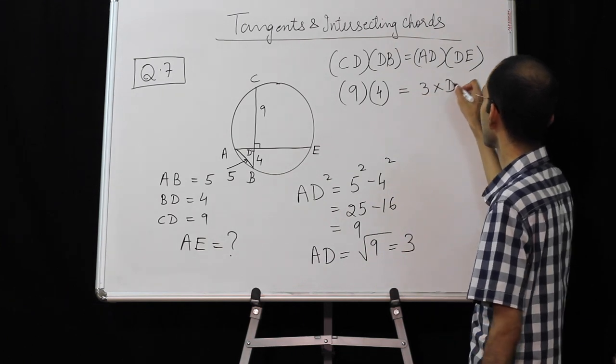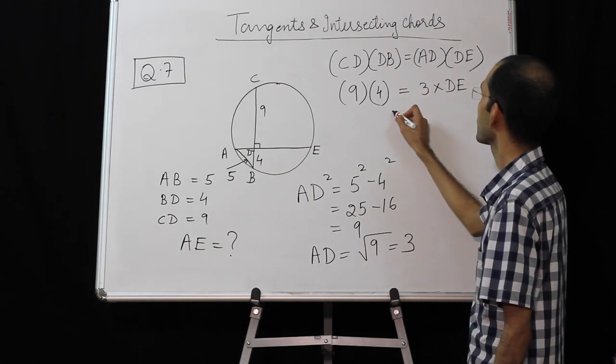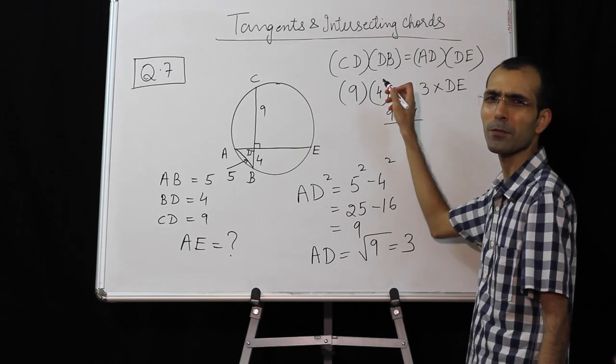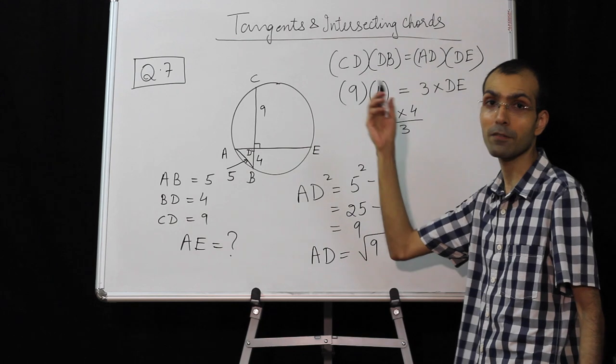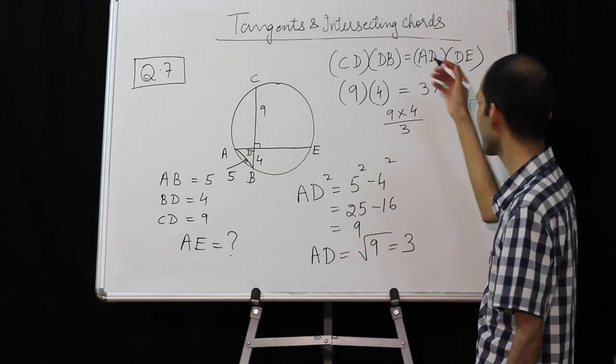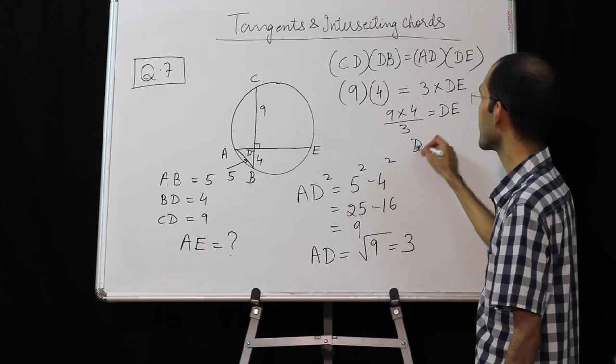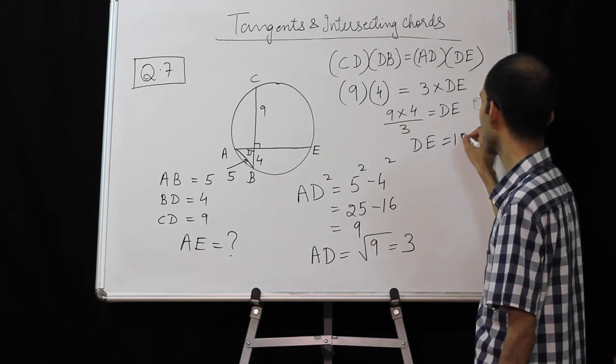Into DE. So it will be 9 into 4 upon 3. Avoid multiplying these two. These numbers are small, but avoid numbers that are big. So better get 3 down and then simplify. So DE will be 12.